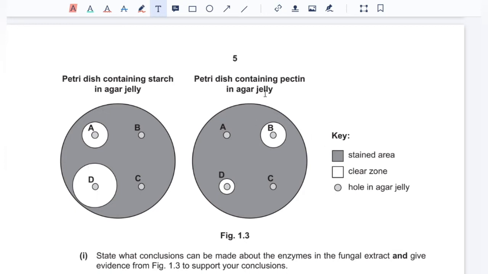In this petri dish, which contains the pectin in agar jelly, we can see that the clear zone grows around solution B and D. So D again has fungal extract, which contains pectinase enzyme, and B was 1% pectinase enzyme. As you can see, the pectinase enzyme will digest pectin and create the clear zone. This clear zone is smaller around D compared to B, which means that the 1% solution concentration is higher compared to the pectinase enzyme concentration in the fungal extract.